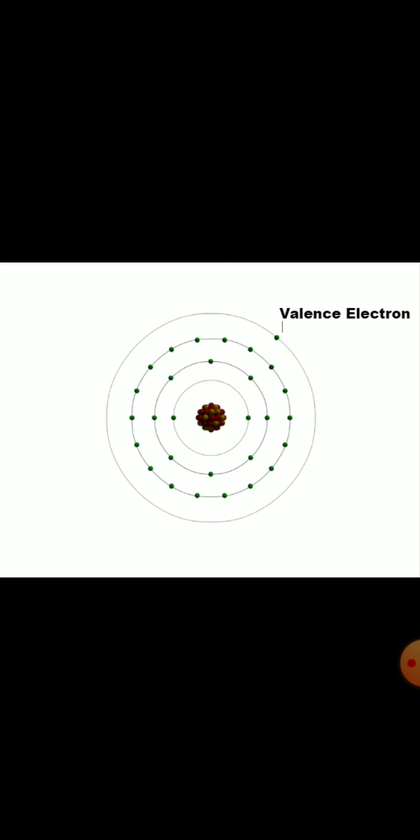How can we decide the combining capacity of an atom? It is based on valence electrons. Whether the valence electrons are donated or the valence electrons can be gained. By giving and taking the valence electrons, this combining capacity is decided.